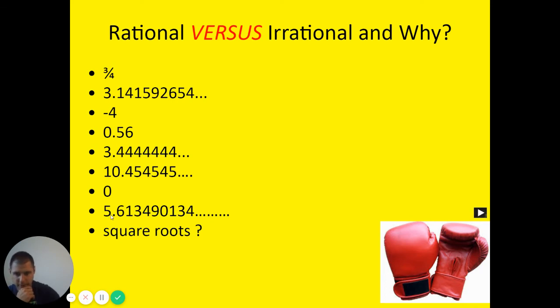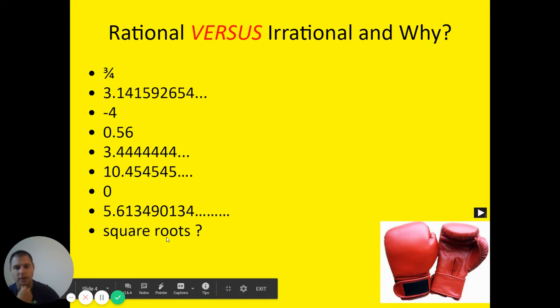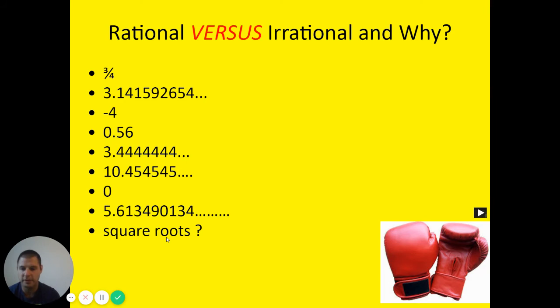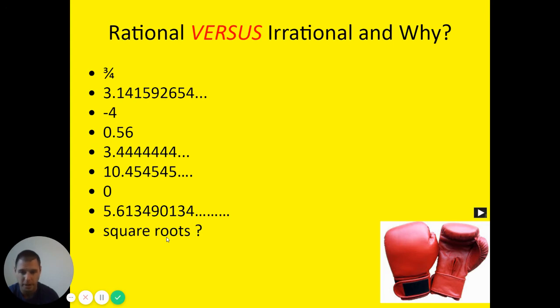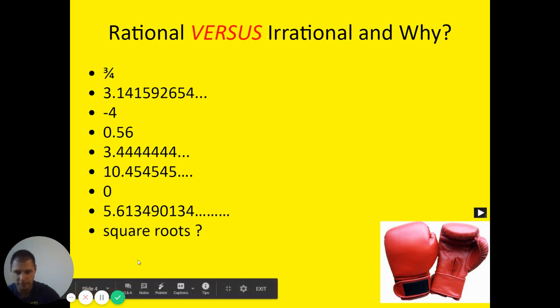The next number, 5.613490134. Irrational. Why? No repeating pattern and it goes on forever. And the last one is square roots. Well, that gets a little tricky. Here's what I'll say. The square root of a number is usually irrational. But sometimes it's rational. Where would it be rational? When you take the square root of a perfect square number. So let me address that right now.